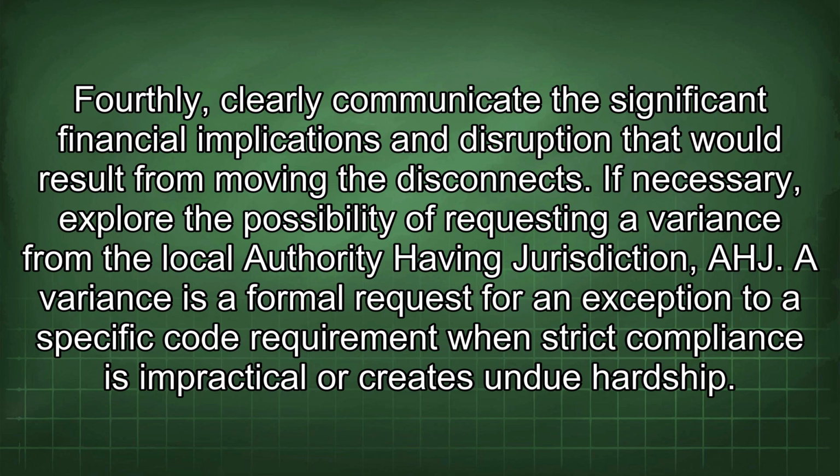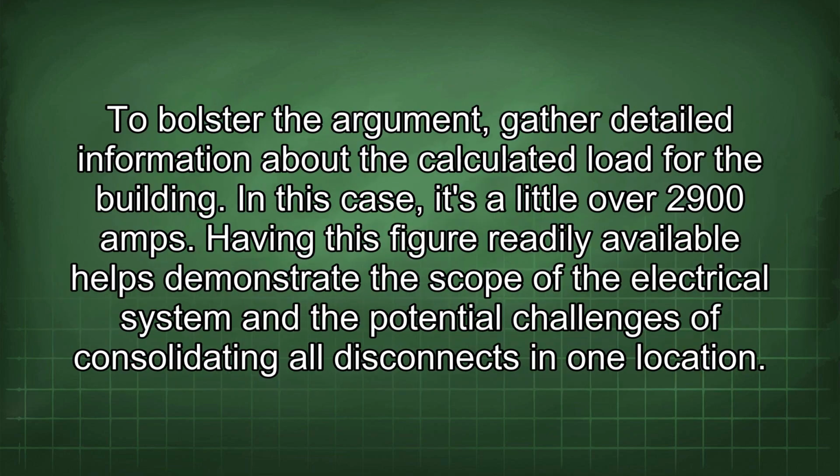If necessary, explore the possibility of requesting a variance from the local authority having jurisdiction. A variance is a formal request for an exception to a specific code requirement when strict compliance is impractical or creates undue hardship. To bolster the argument, gather detailed information about the calculated load for the building. In this case, it's a little over 2900 amps.